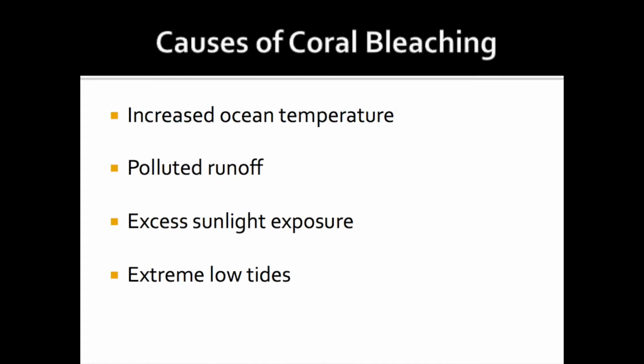The most predominant cause of coral bleaching is the increase in ocean temperature from climate change. We are releasing plenty of emissions that absorb more heat and therefore slowly increase the average temperature on Earth. Another cause of coral bleaching is polluted runoff. This could include pesticides, herbicides, and other chemicals that are polluting the ocean. This can also increase bleaching. Other minor causes can be excess sunlight and extreme low tides, but neither of these is a major contributor.